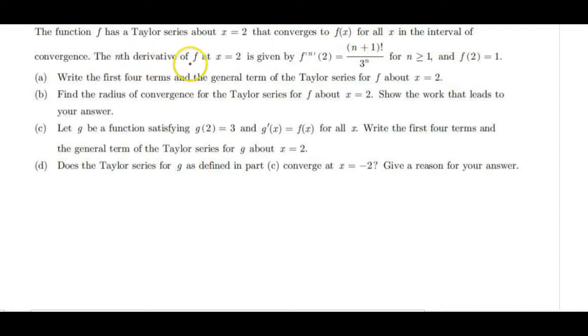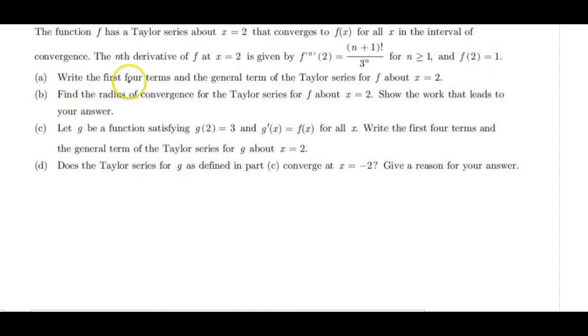The nth derivative of the function f at x equals 2 is given by, so this is a formula for finding the nth derivative at 2. So that formula is (n plus 1) factorial over 3 to the n, whenever n is greater than or equal to 1. So in other words, the first derivative, the second derivative, and so on and so forth. But for the Taylor series, we're also going to need f of 2. So f of 2 is given as 1. So now let's look at part A.